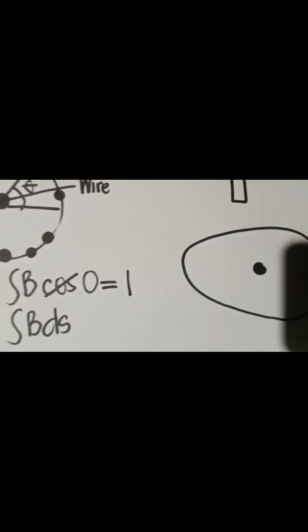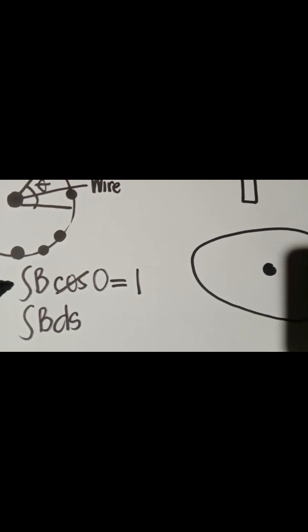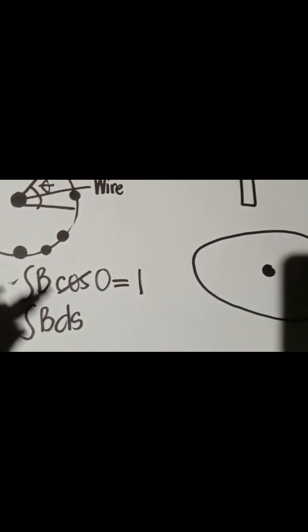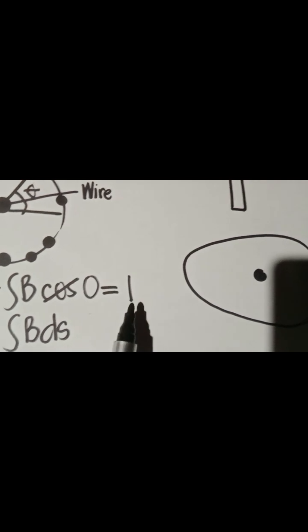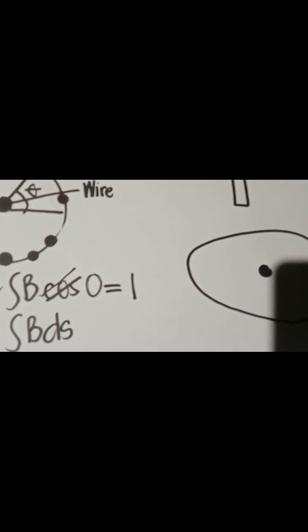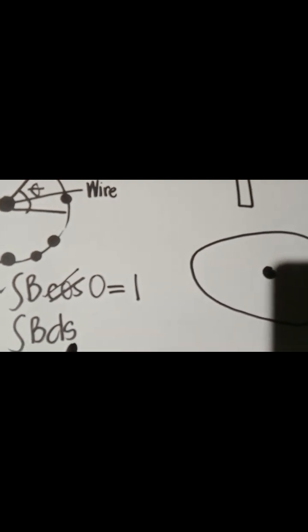We all know that cosine theta measures the angle between the magnetic field and the path. Because it is parallel to the circle, the angle is 0, and cosine 0 is equal to 1. And it means we can eliminate the cosine theta in the equation.